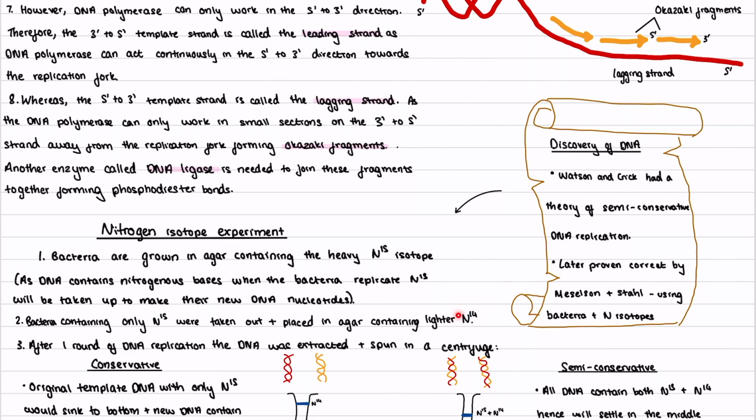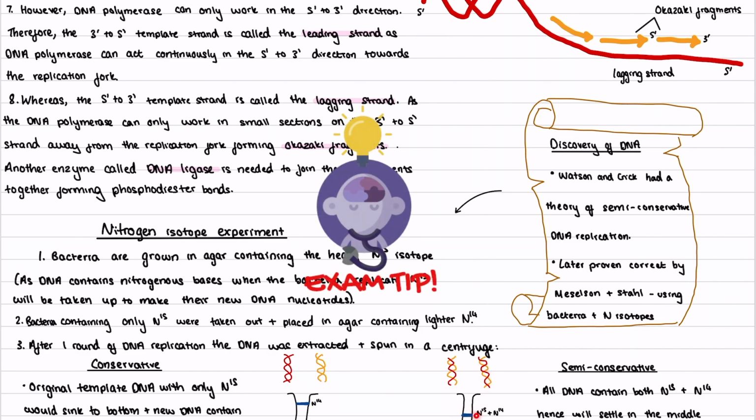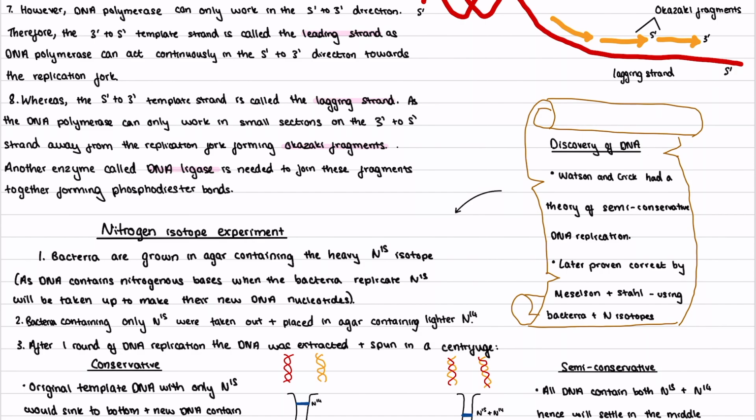After 1 round of DNA replication, the DNA was extracted and spun in a centrifuge. As shown here in the original template, DNA with only nitrogen-15 would sink to the bottom, and new DNA containing only nitrogen-14 will rise. This is the conservative model. Whereas in the semi-conservative, all the DNA would contain both nitrogen-15 and 14, hence will settle in the middle of the tube. It is important that you understand this experiment, as they like using this experiment in DNA questions in your exams.